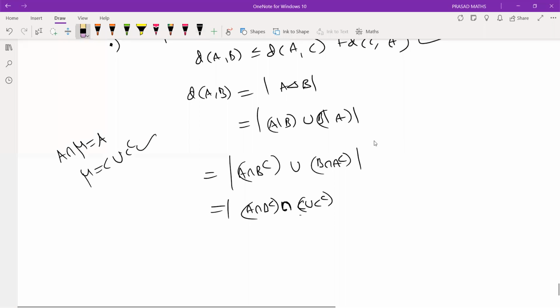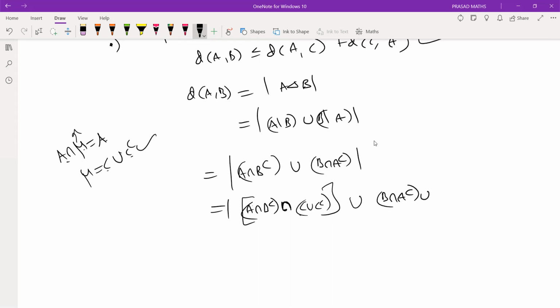Understand the idea? A intersection mu is nothing but A, whenever mu is the universal set. So mu can be replaced by C union C complement by set properties. Is the step clear? Same strategy for B intersection A complement intersected with C union C complement. This is the important step. Is it clear? Put it in the chat box. Yes, sir. We just added mu, the universal set.